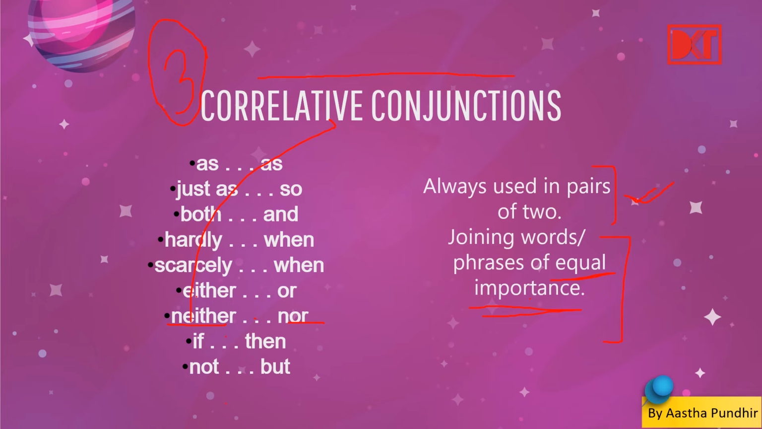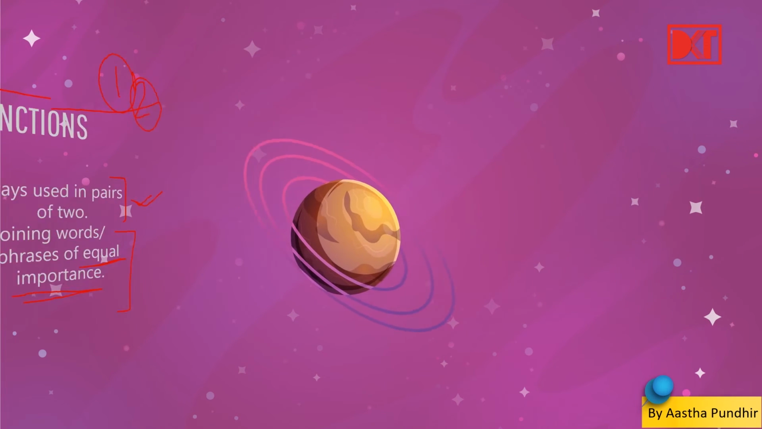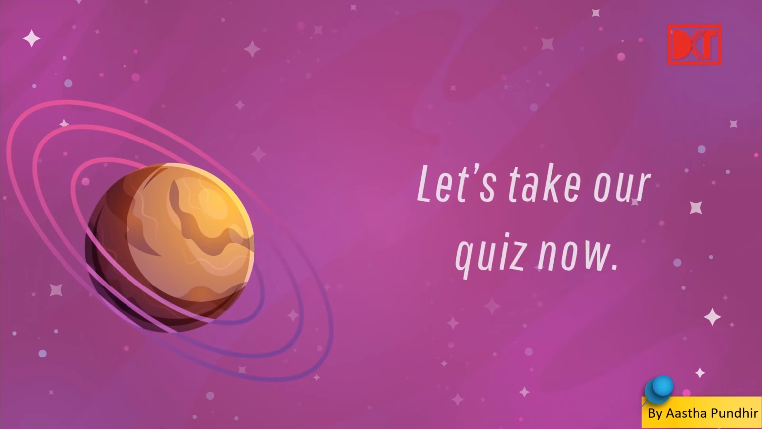These are the three categories of conjunctions that we have done. What did we do first? First one was the coordinating conjunctions. Second one was the subordinating conjunctions. And the third one is the correlative conjunctions. Right? So we have studied conjunctions.